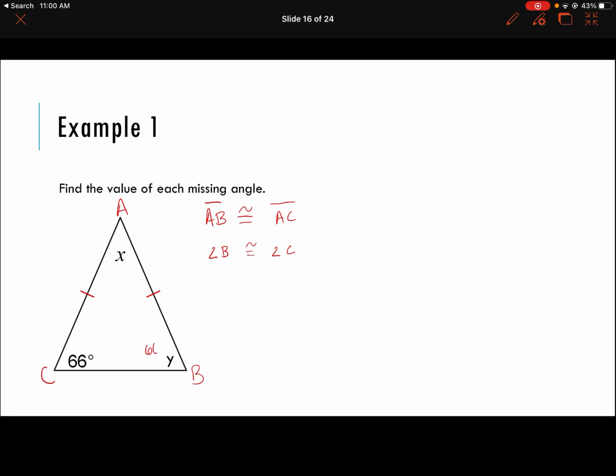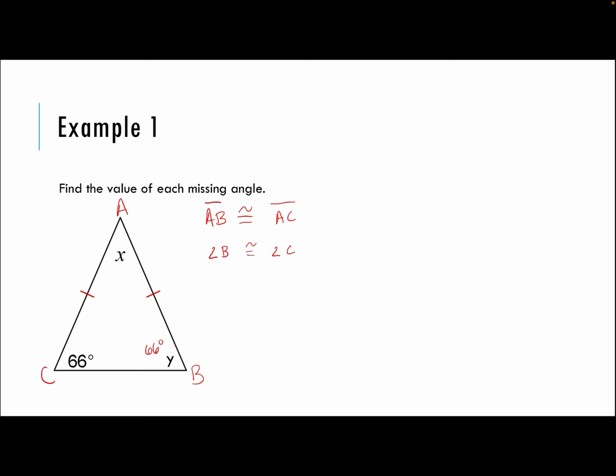So that means that Y has to be 66 degrees. Based on the triangle sum theorem that we did last class, we know that 66 plus Y plus X should equal 180 degrees, because those angles are interior to a triangle. So we already know that Y is 66. So 66 plus 66 plus X should equal 180 degrees. That's 132 plus X equals 180, and we subtract 132 from both sides. We get X is 48 degrees. So that's it. Given one angle in an isosceles triangle, you can find the other two angles.